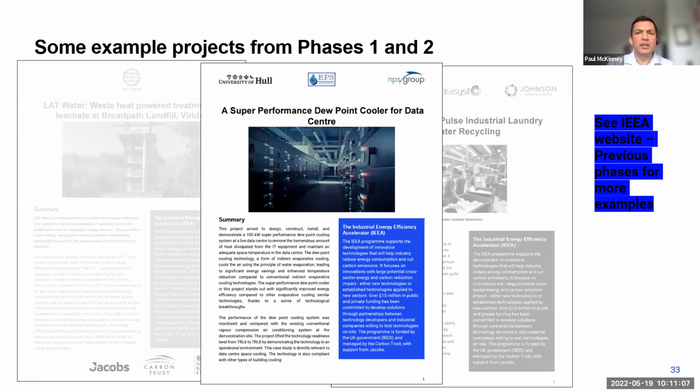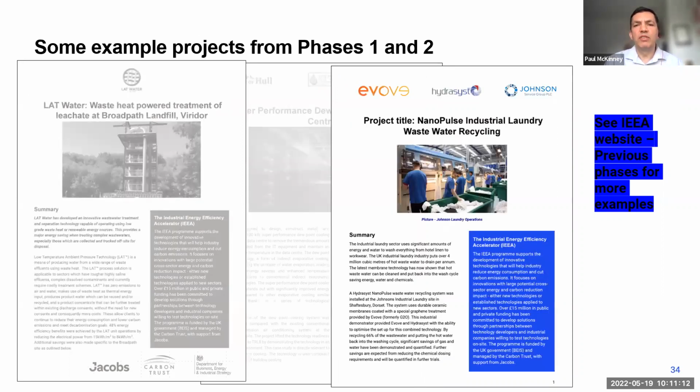And finally, the next case study, if you move on please, is a company called Evolve, which was G2O when they took part in this, but they're now Evolve. They partnered with another company called Hydrosist to demonstrate an advanced filtration and coating technology at a Johnson's Laundry's industrial laundry site. So lots of hot wastewater, and they were able to show recovery of about two-thirds of the warm wastewater within that site, within that project.